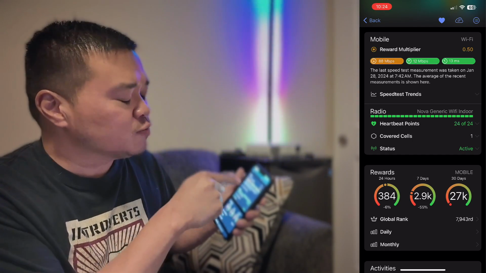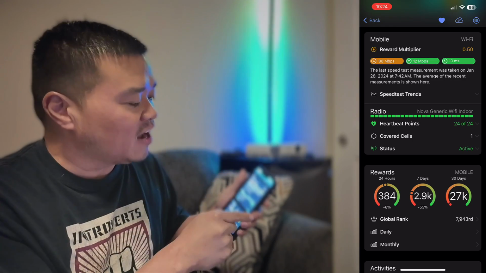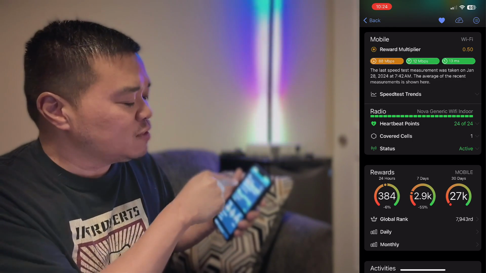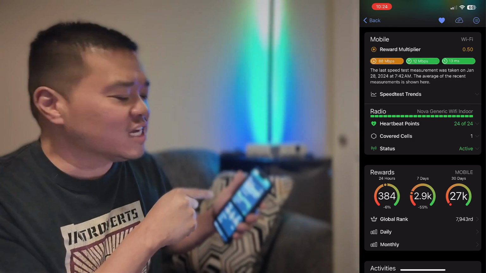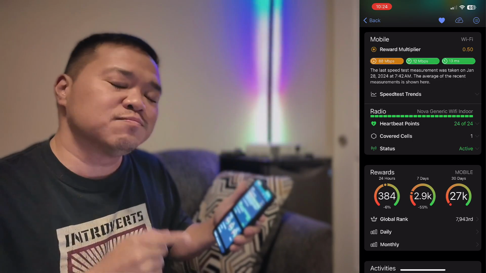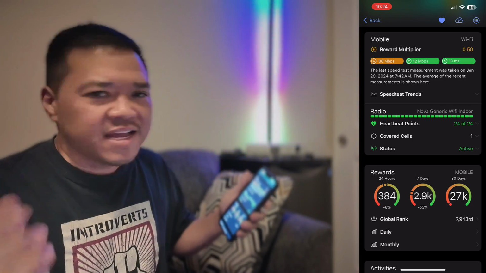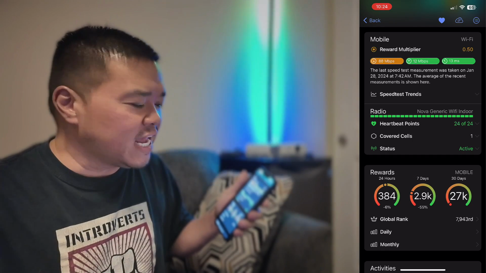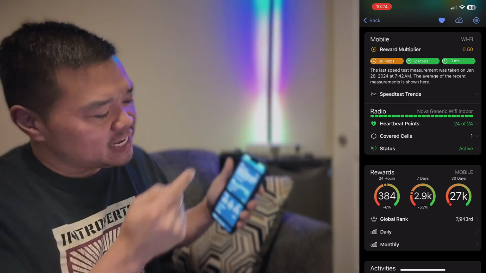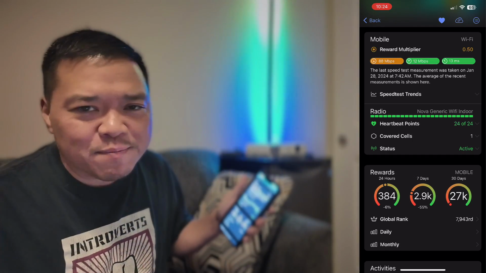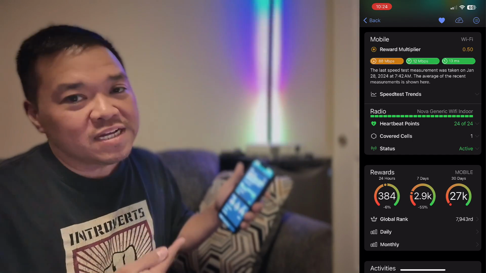The reward multiplier was at 0.25 because my speed measurement showed that I was only getting 47 megabits per second. Had no idea why. Had to move a bunch of stuff around, and it brought it up to, like, here it is, like this one, 88 megabits per second, which means now 50%.